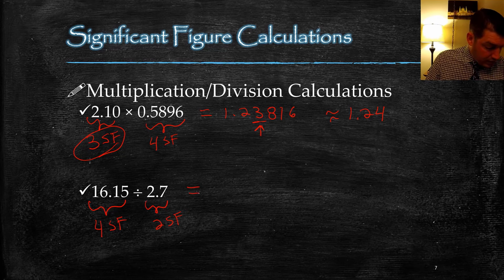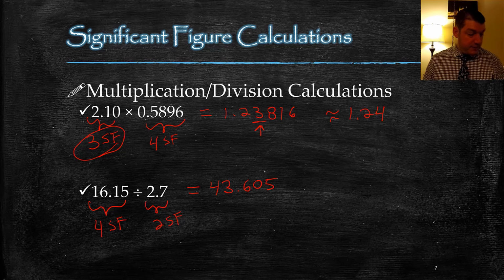We get a complete calculation of 43.605. Now that has 5 significant figures in it. Our answer can only have 2 significant figures, so we go to the second significant figure, which is the 3 again. Strange coincidence. And since after the 3 is a 6, which is greater than 5, we round up. So to the correct number of significant figures, you see this is 44.